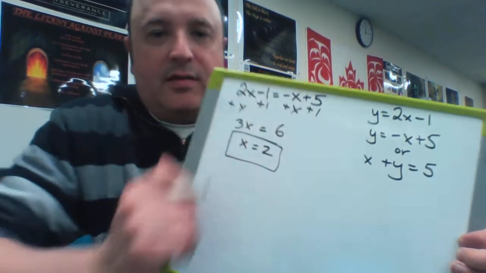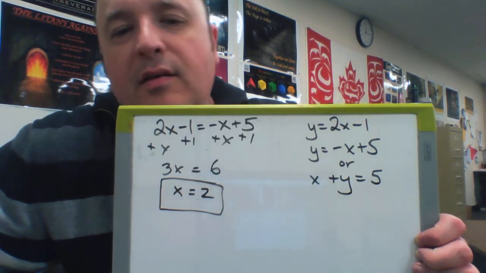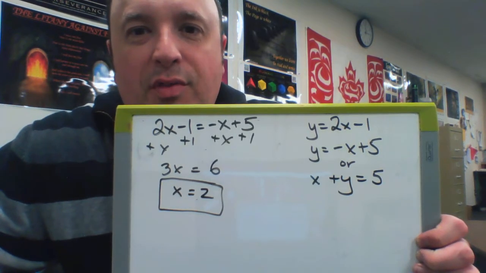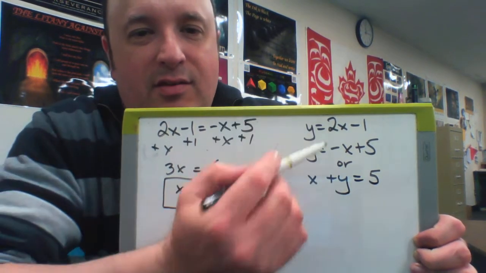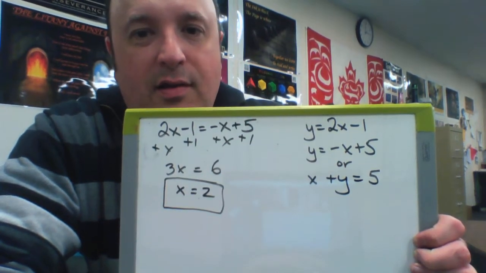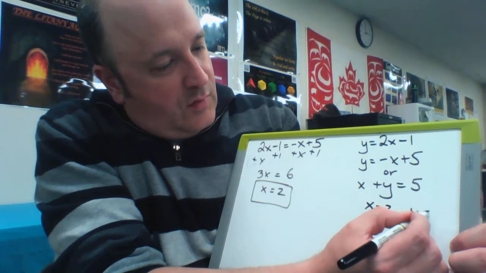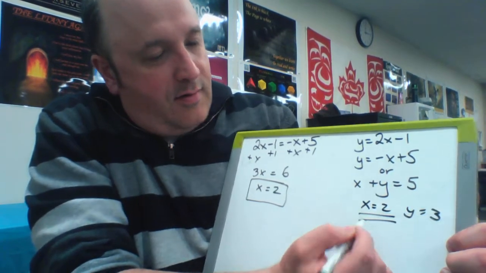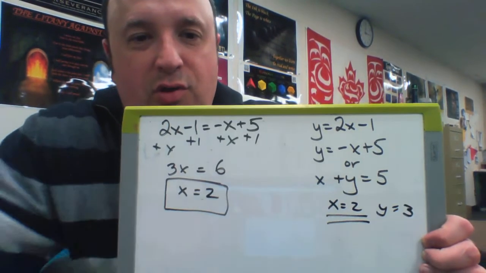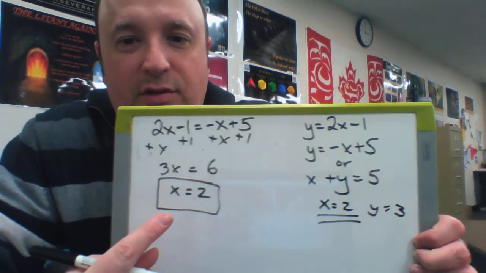Scroll back a bit in the video, and tell me what the x value was of the intersection of these two equations. Yeah, if you recall, the answer was x is equal to 2 and y is equal to 3. X is equal to 2.